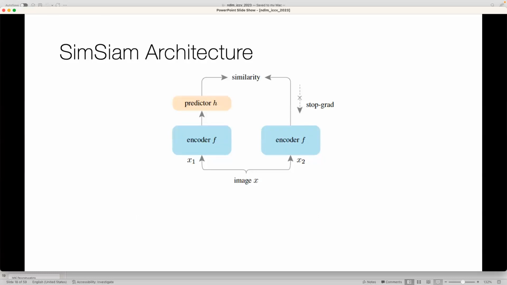So for SimSiam, the idea is very simple. We still have these Siamese networks. We have an input X, and we transform it into X1 and X2, and feed them into the same encoder twice. We have a predictor on the left side, and we have stop gradient on the right side. And here, the loss, or the thing that the network wants to predict, is simply the similarity between augmentations from the same image.